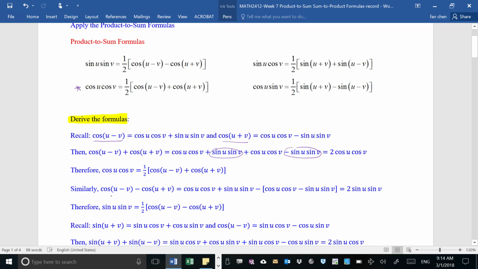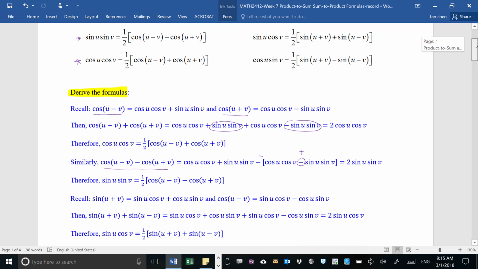Similarly, if we subtract the two cosines, then you will get cosine u cosine v plus sine u sine v minus cosine u cosine v minus sine u sine v. Distribute the negative inside, so that one becomes minus and that one becomes positive. Therefore, you get 2 sine u sine v, and divide both sides by 2. Therefore, sine u sine v is equal to half of cosine u minus v minus cosine u plus v. And that's where this formula comes from. And you can see they are all related to our last section.